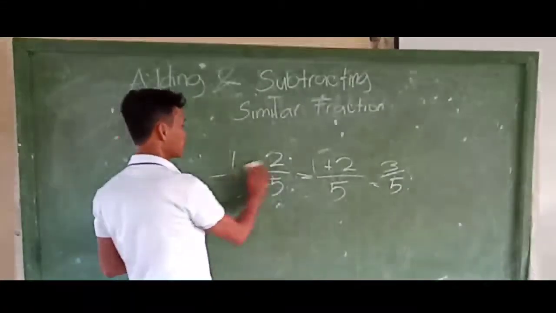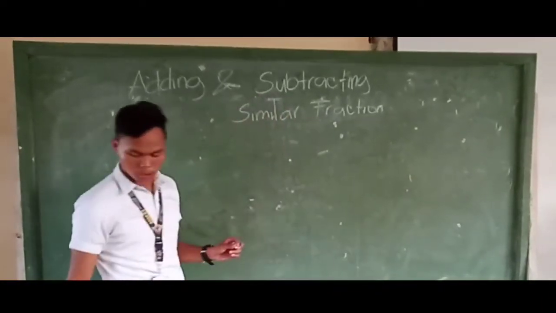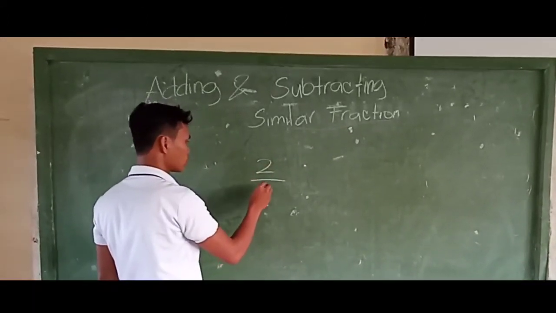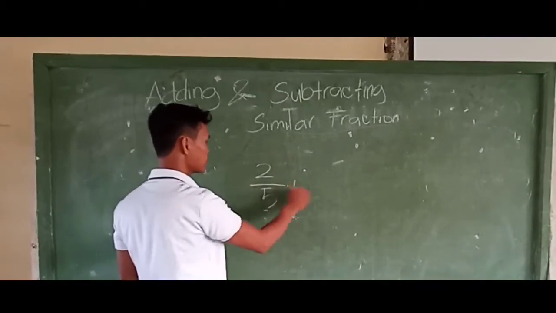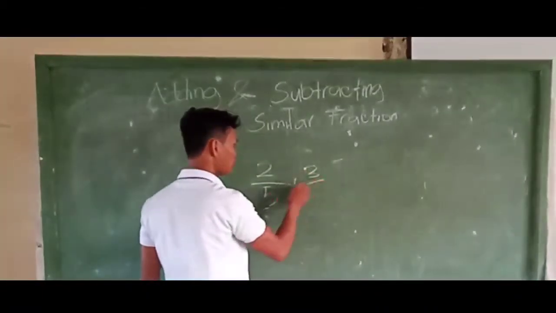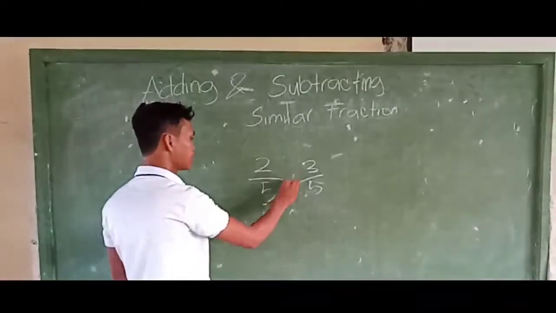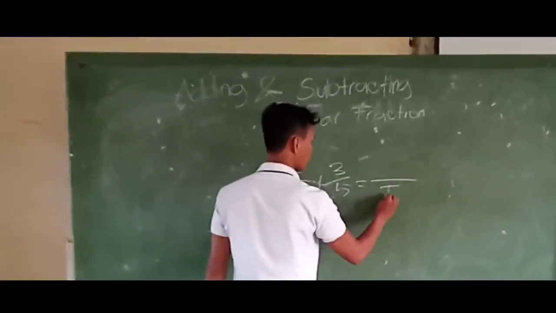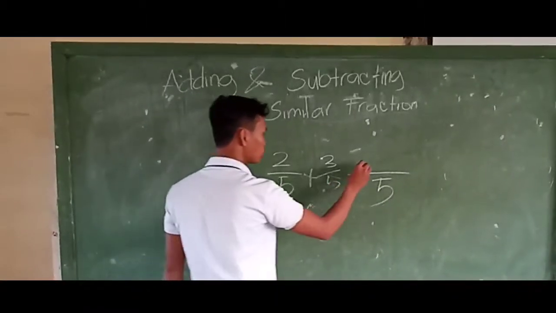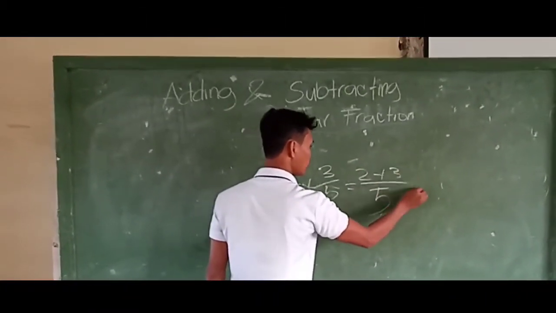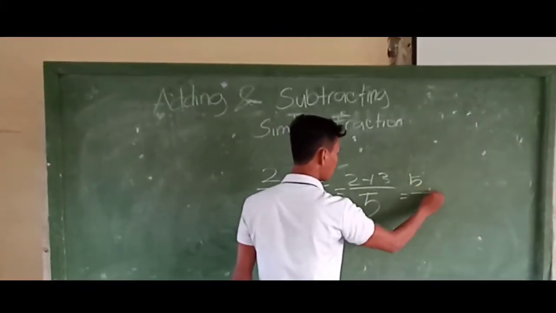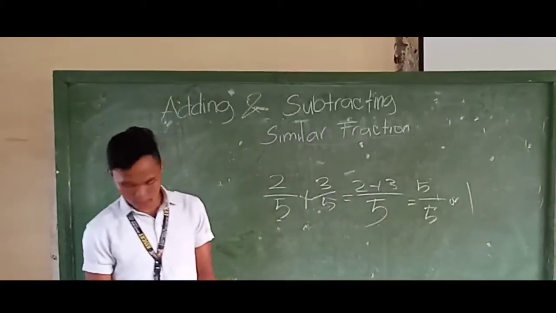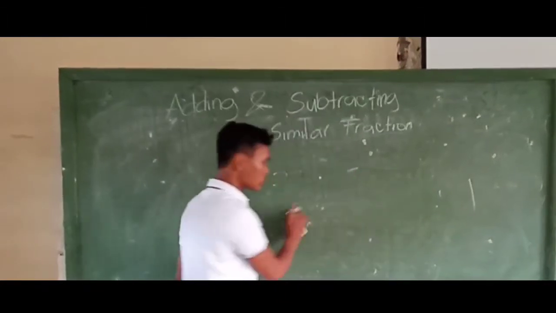Now, in subtracting similar fractions, so for example, 2/5 plus 3/5. No, it's another example of adding similar fractions. So, put the denominator and then 2 plus 3 equals 5/5 or 1.